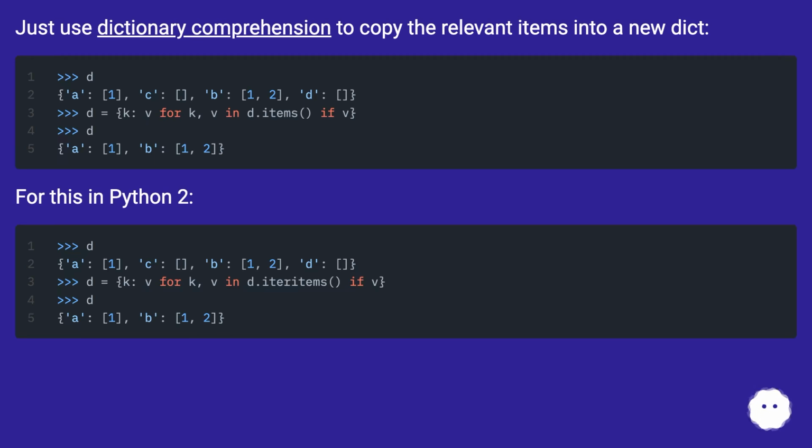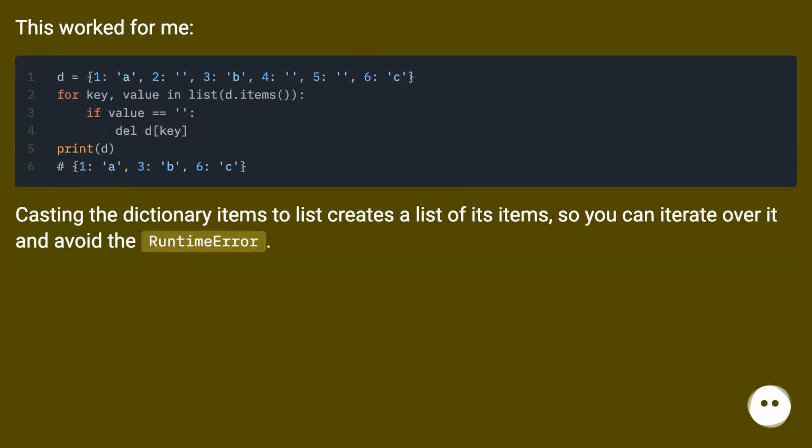Just use dictionary comprehension to copy the relevant items into a new dict. For this in Python 2, this worked for me. Casting the dictionary items to list creates a list of its items, so you can iterate over it and avoid the runtime error.